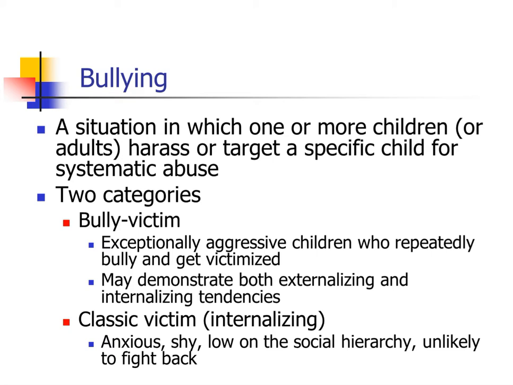So it's a situation in which one or more children or adults harass or target a specific child for systematic abuse. So it could be a group of children at school, but here is something that I also want you to factor in. Bullying can also happen from a teacher or a school administrator onto a child too. So we are also finding a lot of bullying going on this way.